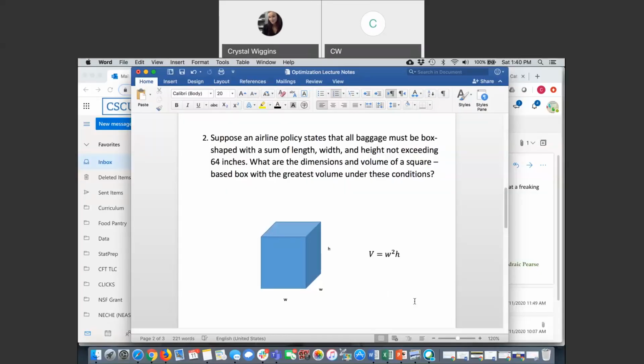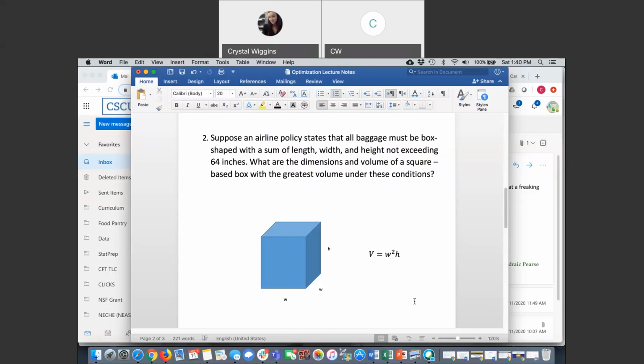Okay, our next problem. Suppose an airline policy states that all baggage must be box-shaped with a sum of length, width, and height not exceeding 64 inches. What are the dimensions and volume of a square-based box with the greatest volume under these conditions?